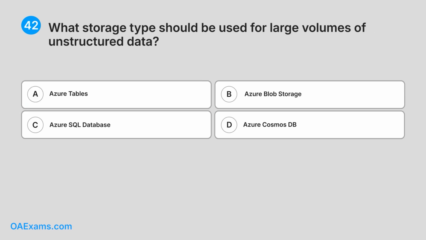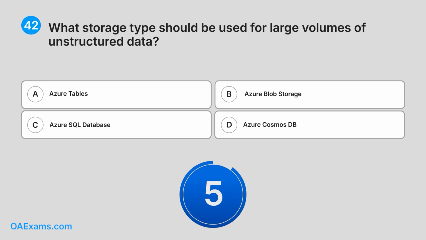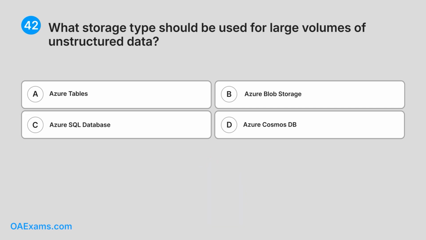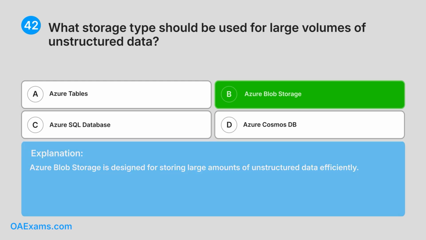42. What storage type should be used for large volumes of unstructured data? A. Azure Tables. B. Azure Blob Storage. C. Azure SQL Database. D. Azure Cosmos DB. Do you know the answer? Correct. Answer B. Explanation. Azure Blob Storage is designed for storing large amounts of unstructured data efficiently.